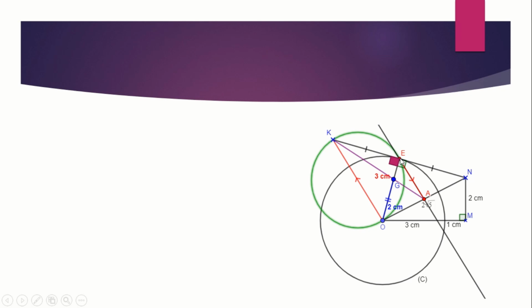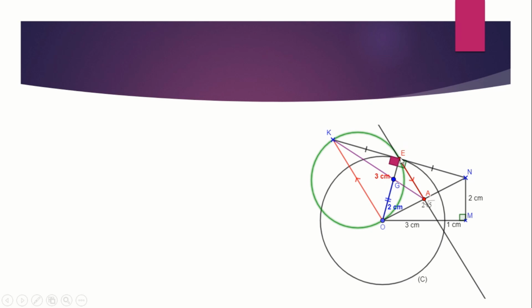If you note something, we have NK is tangent to the circle C at E. So we have just proved it is perpendicular to the radius OE. So we have NK perpendicular to OE at E. Therefore, we can say that the angle OEK is equal to 90 degrees. Now, can't we say that it's an angle inscribed facing the diameter?